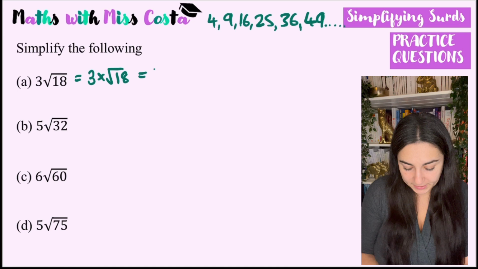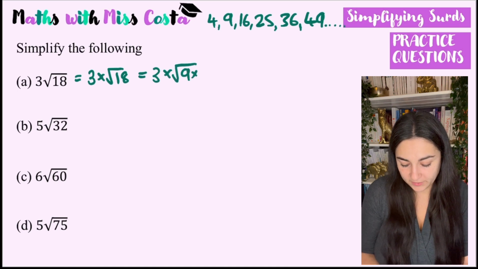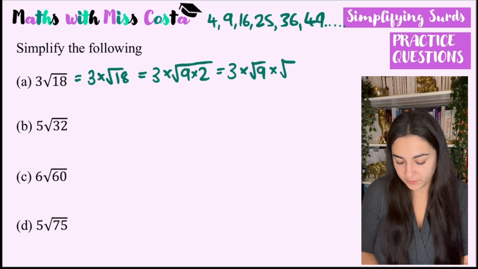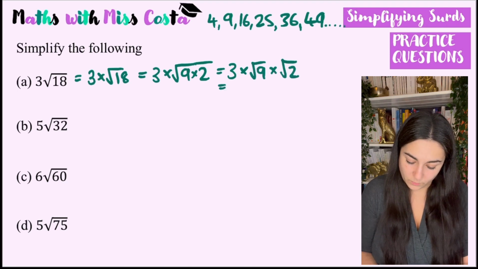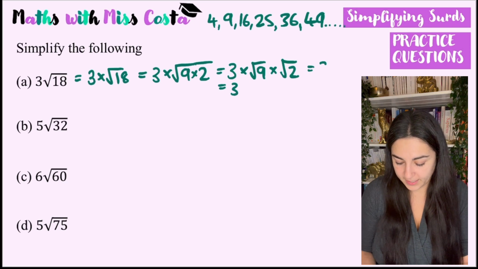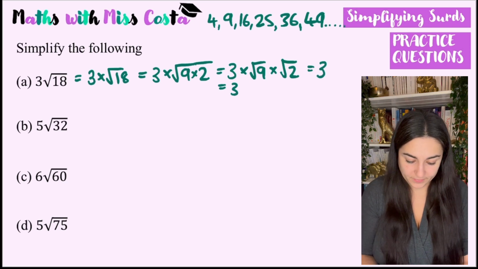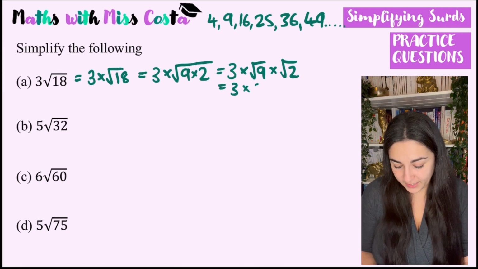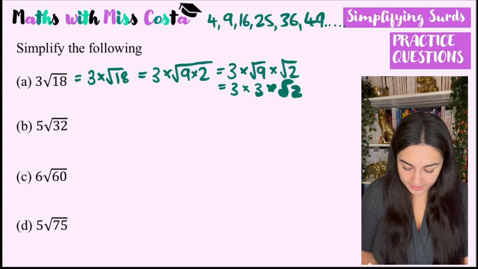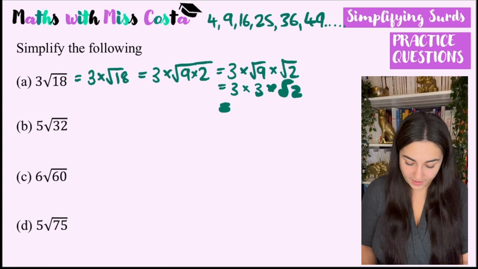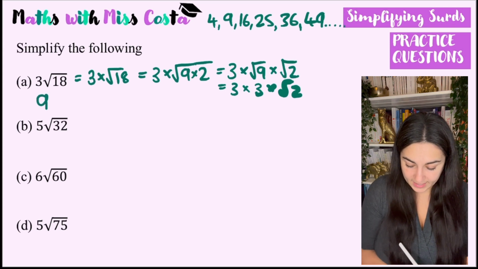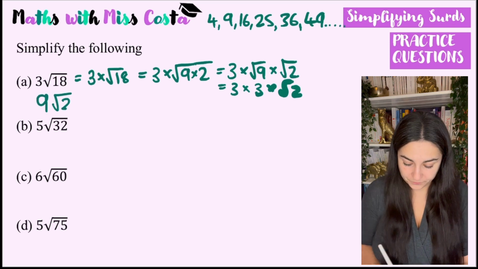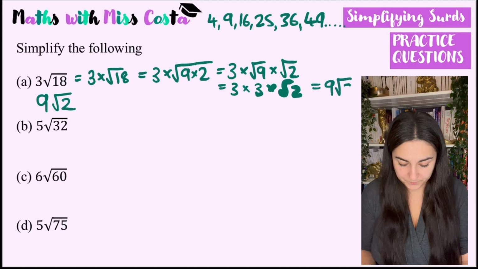That's 9. So I can write that as 9 times 2, which I could then write as root 9 times root 2. And then what's root 9? Root 9 is 3. So simplify that fully. 3 times 3 is 9 and root 2. Okay, so 9 root 2.